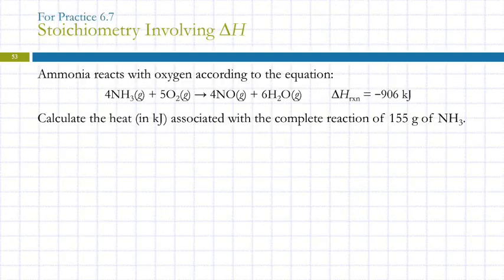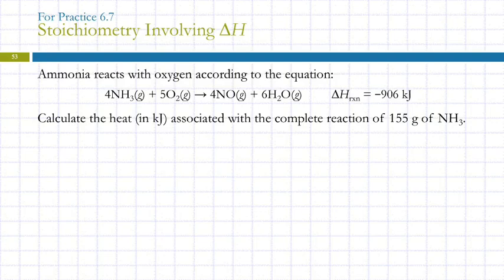So ammonia reacts with oxygen according to this equation. So we have a balanced chemical equation, and we've got delta H. So the heat of reaction here is negative, meaning this is an exothermic reaction. Calculate the heat in kilojoules associated with the complete reaction of 155 grams of ammonia. So ammonia is reacting, 155 grams. How much energy is going to be transferred in that?